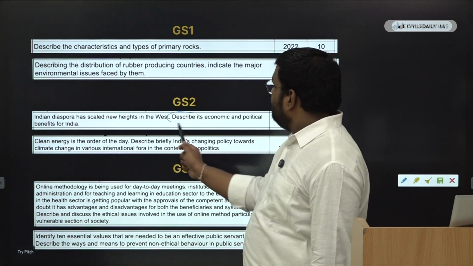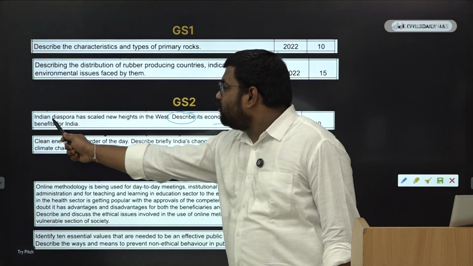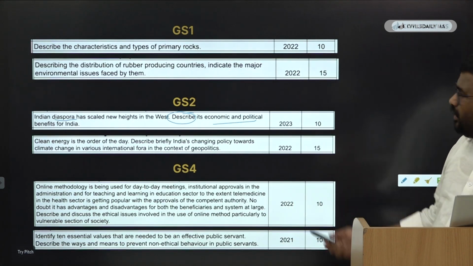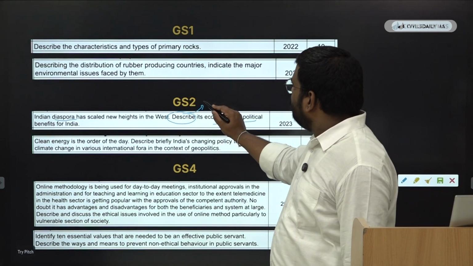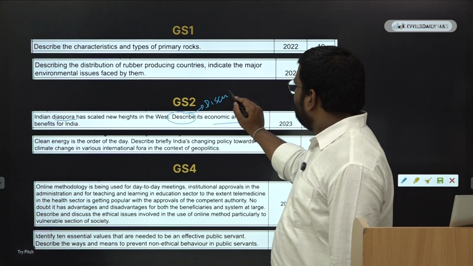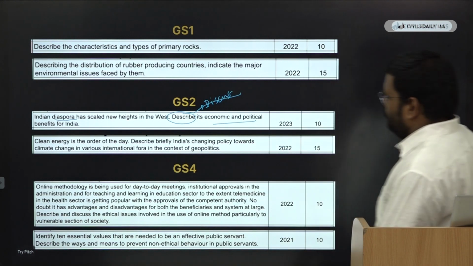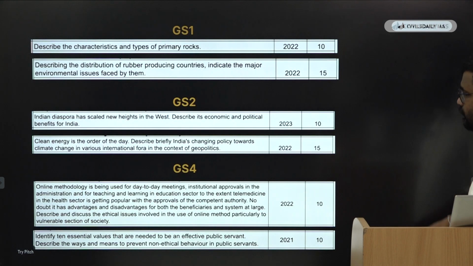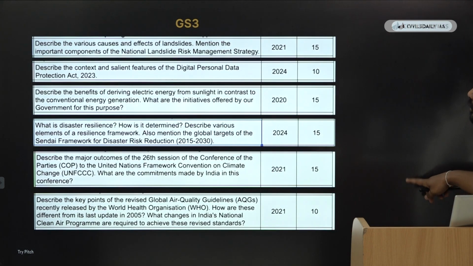Okay, then with respect to describe economic and political benefits of Indian diaspora, again you have to describe it. Okay, again here rather than describe, they can also give you discuss. So it won't change much. Discuss its economic and political benefits. It will again be 70-30.